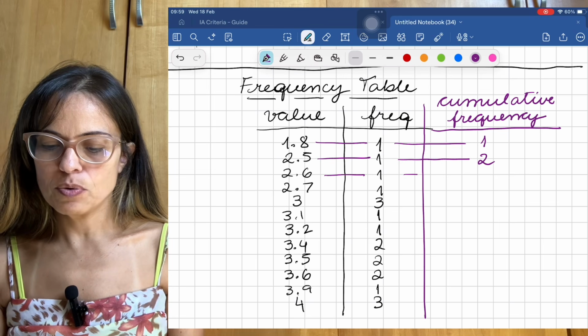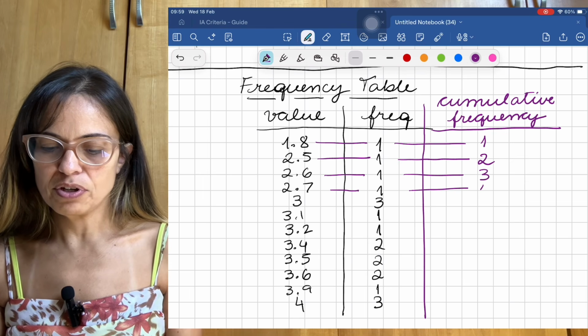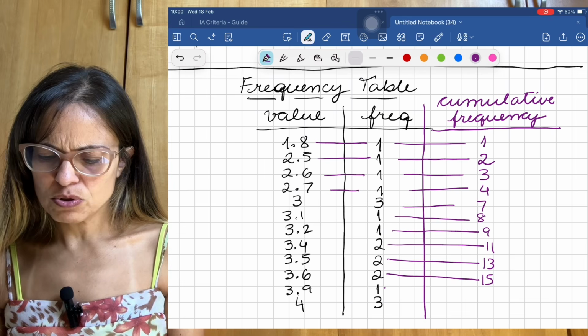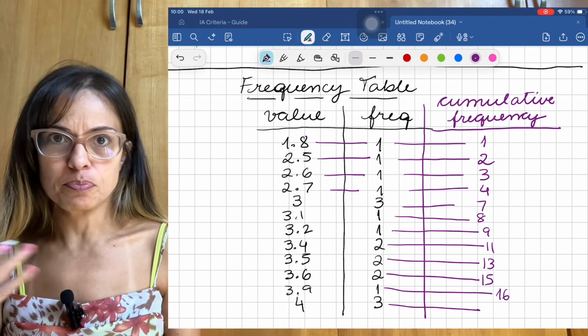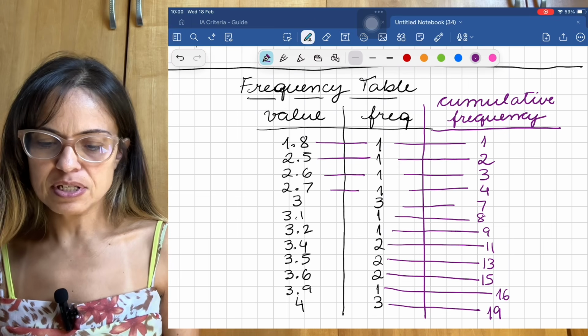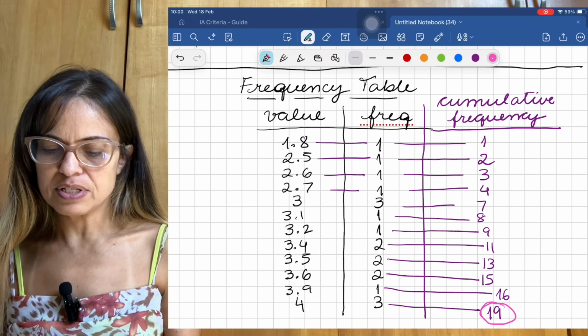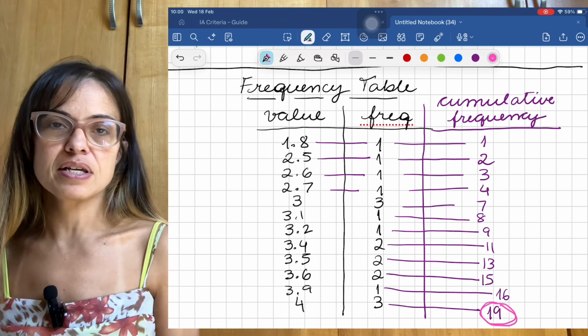And then we just keep going down the list and adding the frequencies in order to make the cumulative frequencies, right? Adding is accumulating. Sometimes they ask you to do this. Sometimes they give this to you as part of the problem statement. One of the things that's interesting is that when you get to the end of the cumulative frequency, you get the total amount of points that you had. In this case, it's 19.